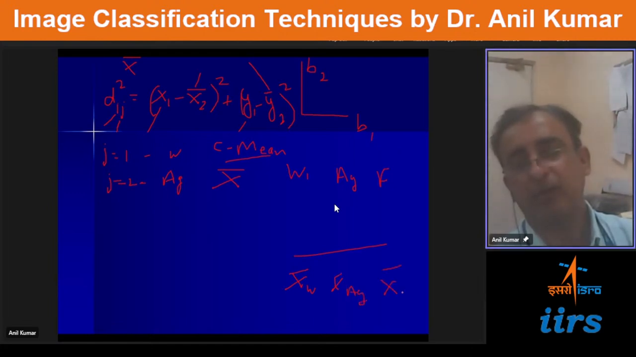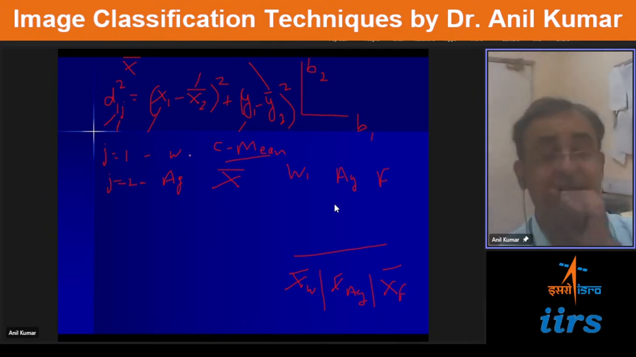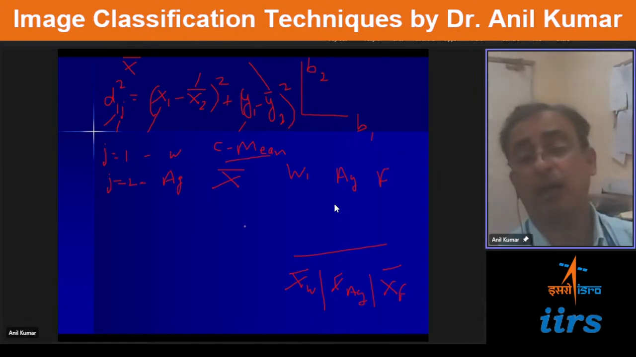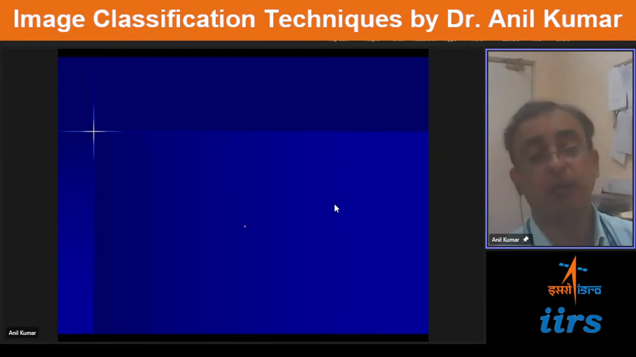and mean for forest. Using these mean values in this equation, we can find out the distances for each unknown pixel. Whichever class gives the minimum distance for a pixel, that pixel is labeled to that class. So in a single iteration, we can divide the image into an output as a thematic output.